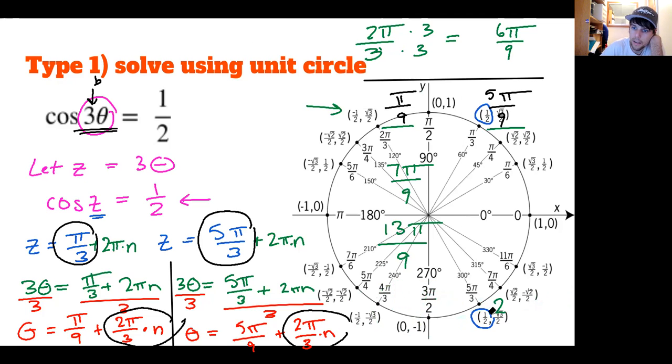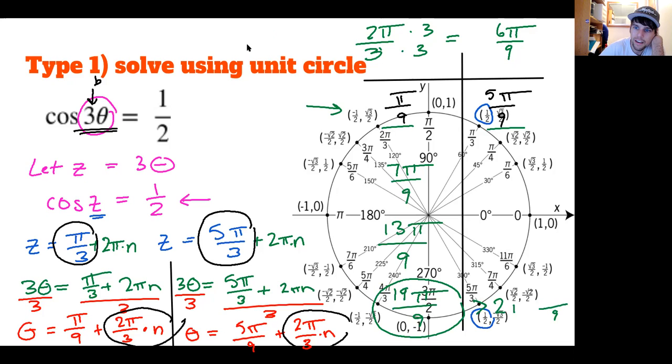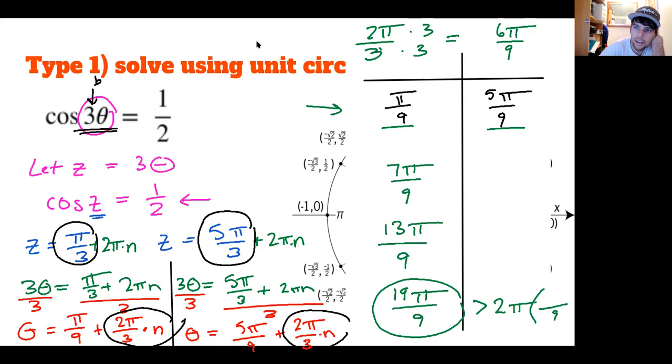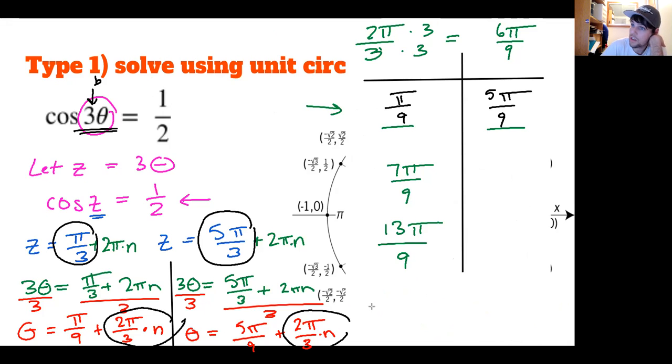Oh boy, I kind of made a mistake there. Let's try that again. Okay, that'll do. So that answer we're going to reject, because we only want to find solutions that fall in the range of 0 to 2 pi. But all these answers are good.